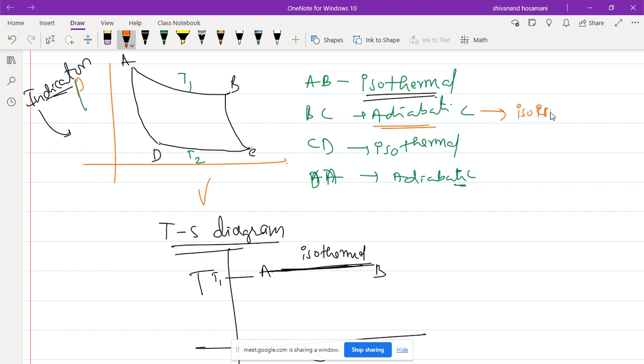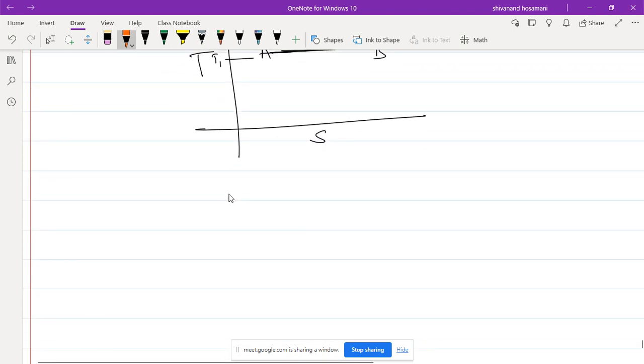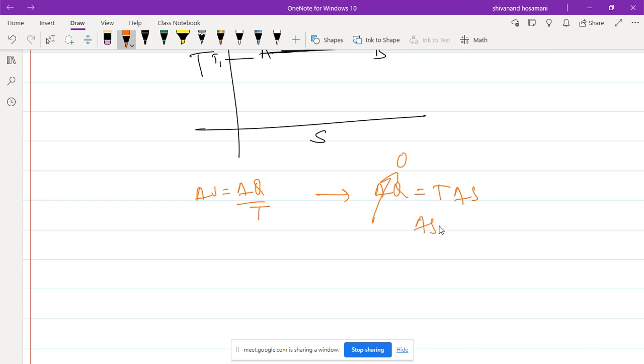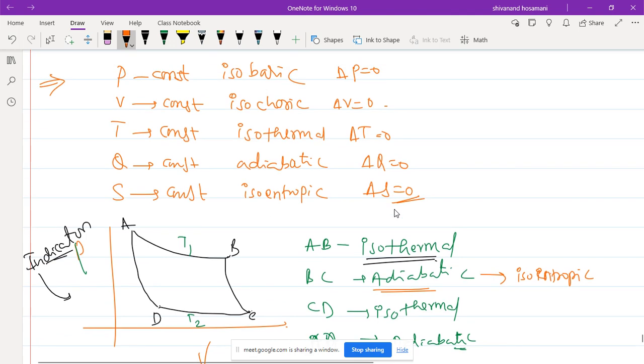Isoentropic, because I already told you this equation. Entropy is defined as delta S is equal to delta Q divided by T. Therefore I can rewrite that as delta Q is equal to T into delta S. As it is an adiabatic process, delta Q is 0, so delta S is equal to 0. Another name for the adiabatic process is isoentropic. These two are the same, therefore adiabatic is also isoentropic.